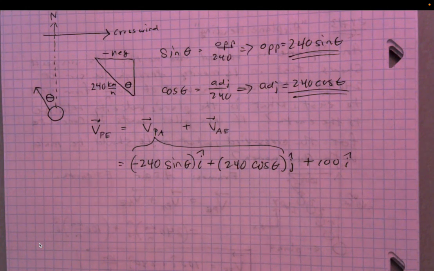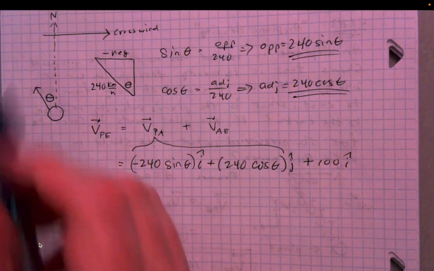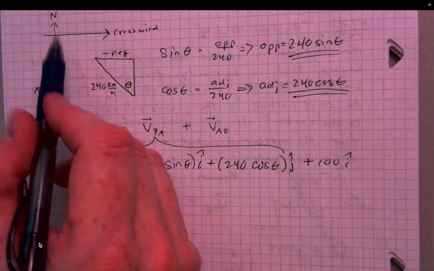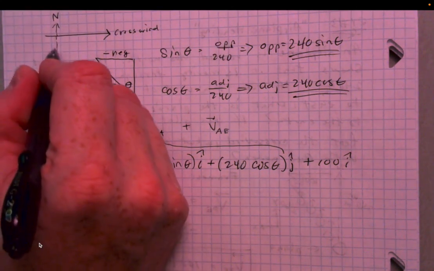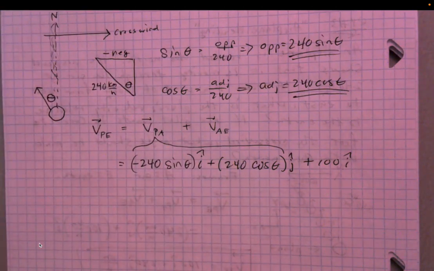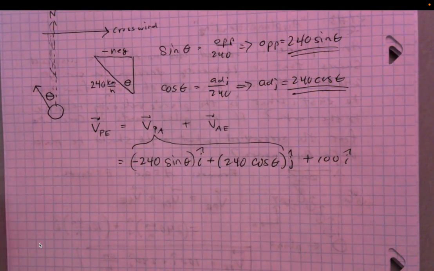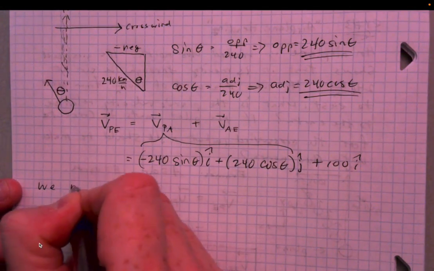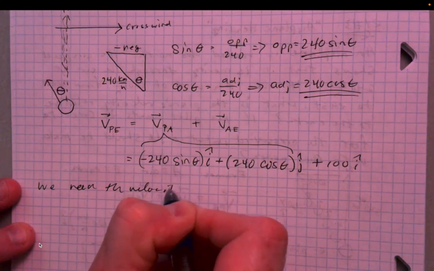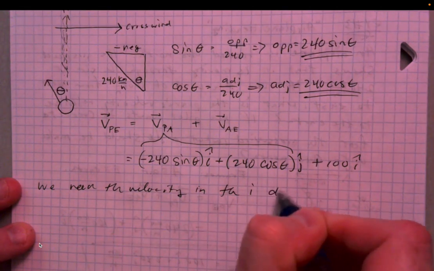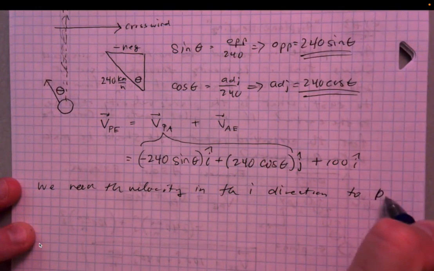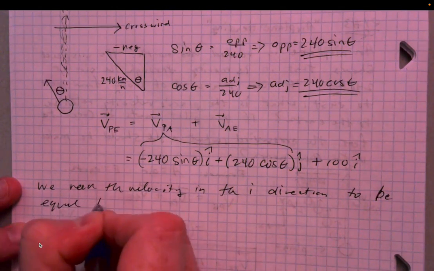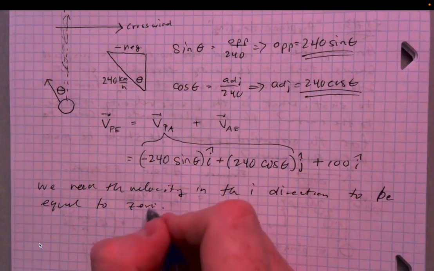Okay. And now what does it mean to correct for the crosswind? Well, what it means is that we're going to fly into the wind in such a way that we're not going to deviate from this north line, right? So the plane is going to be ever facing that direction, but it's going to stay in line with this north line. And so what that basically means is that the velocity in the i direction is going to be equal to 0, right? So we need the velocity in the i direction to be equal to 0.